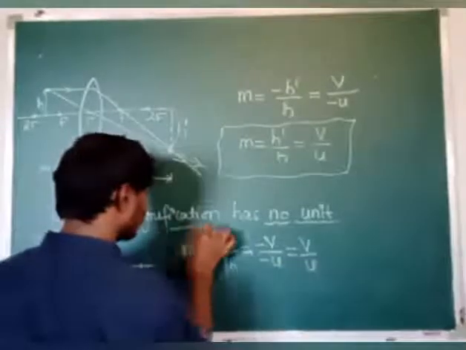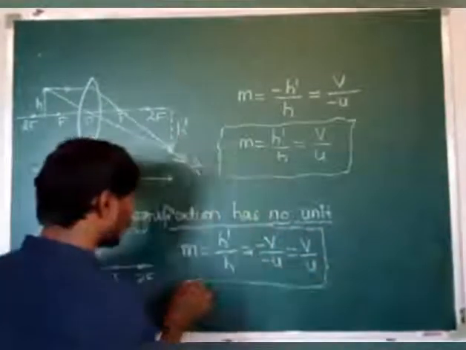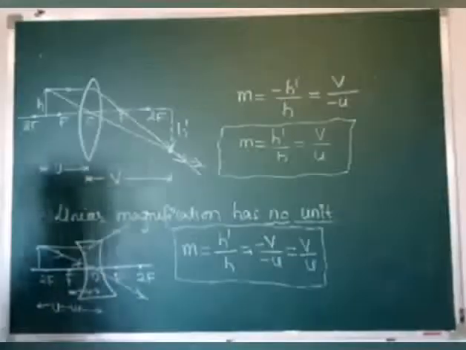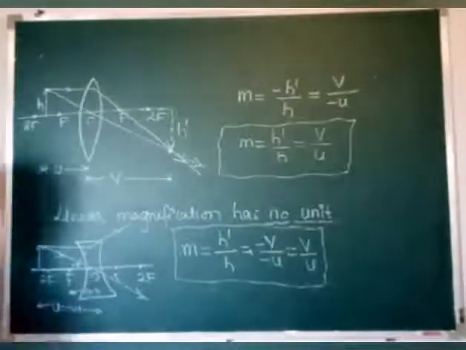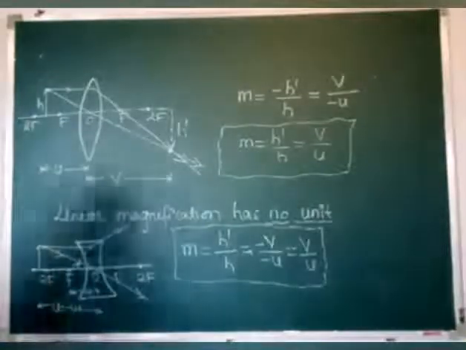Then the magnification formula is applicable for both lenses. Both lenses means here convex lens and concave lens. Again the magnification has no unit here.